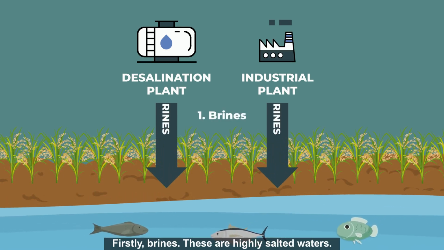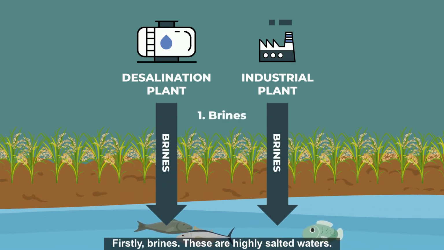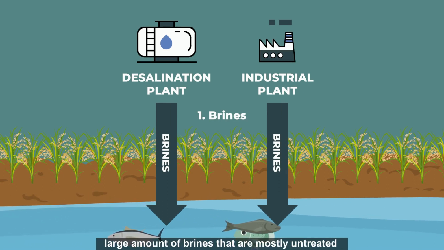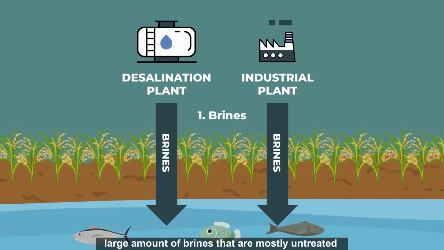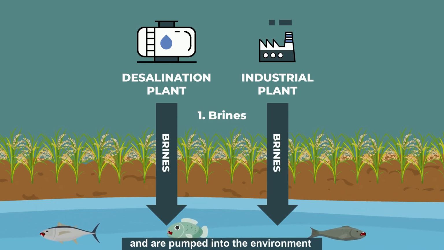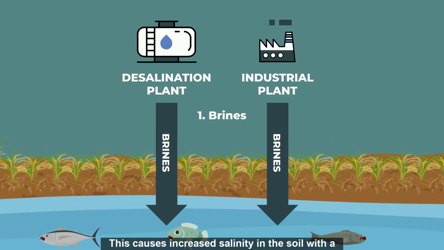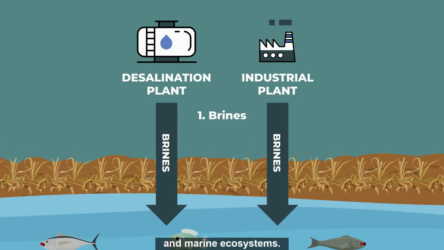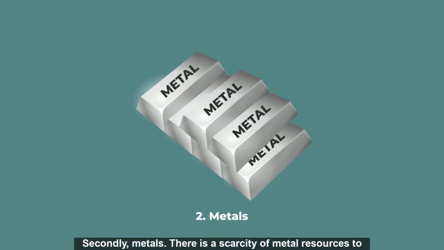Firstly, brines. These are highly salted waters. Water treatment worldwide generates an increasingly large amount of brines that are mostly untreated and are pumped into the environment. This causes increased salinity in the soil with a negative impact on crops, as well as damage to ocean life and marine ecosystems.